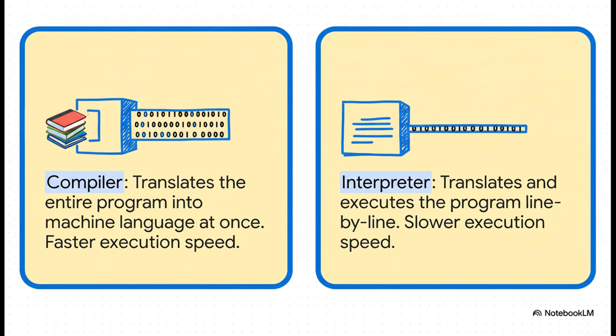Now, these translators come in two main flavors. On the one hand, you've got a compiler. Think of it like a book translator. It takes your entire program, reads the whole thing at once, and spits out a fully translated version that runs super fast. On the other hand, you have an interpreter. This is more like a live diplomat at the UN. It translates and runs your code line by line in real time. This is amazing for learning because you can find your mistakes as you go.